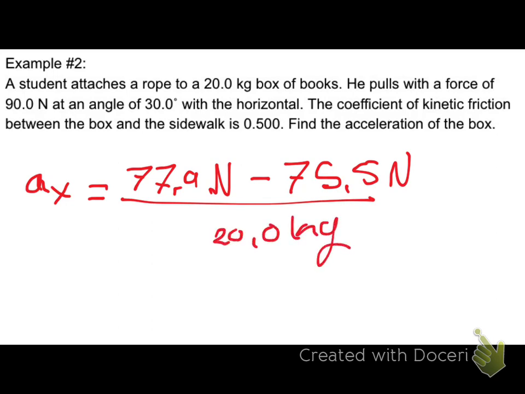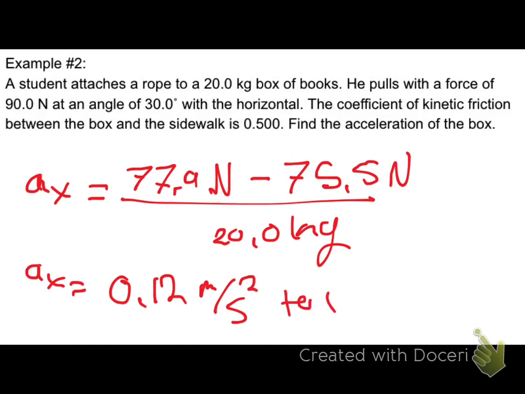And since newtons are kilograms times meters per second squared, that checks out. We're going to cancel out the kilograms of the newtons and wind up with a unit for acceleration, meters per second squared. So if you do all of this math, your acceleration in the x direction is going to come out to be 0.12 meters per second squared to the right, which is why it's positive.